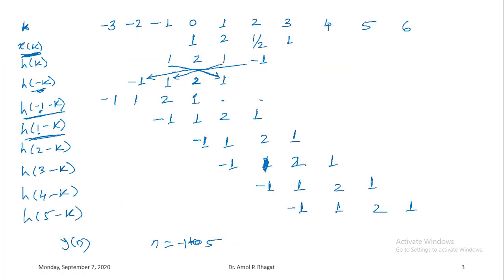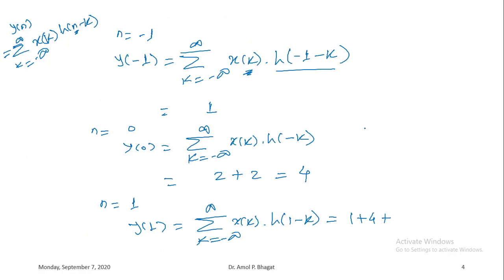Plus again, in h of 1 minus k the last value is 1, here 1 by 2, so the multiplication will be 1 by 2. The next value is no value, so 0 will be there, but here we will write 1 multiplied by 1 by 2, that is nothing but 1 by 2. So it will be simply 5 by 2, it will be 5.5 basically, right? Because 1 by 2 I can take as 0.5, so it will be 1 plus 4 plus 0.5, so it will be 5.5 for y of 1.